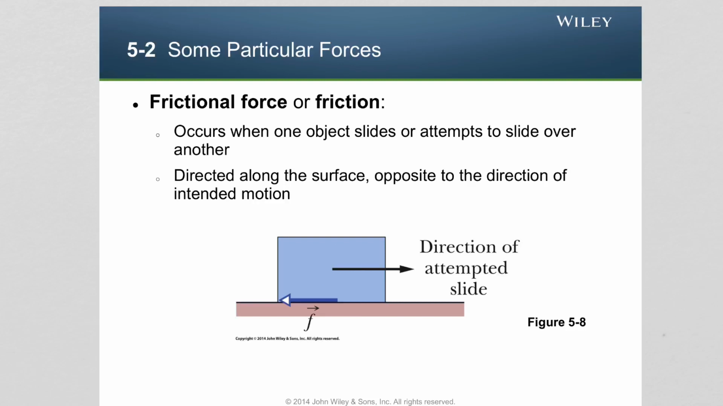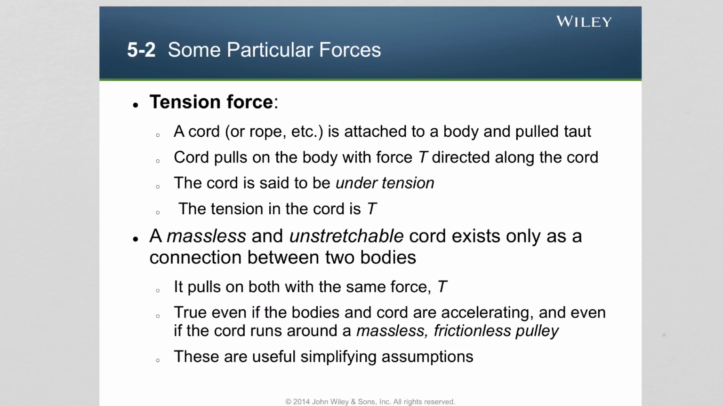And so here is a simple example of a block that is sliding on top of a flat, horizontal surface. The direction of attempted slide is to the right. Then the force of friction arises at the interface between the two surfaces in direction opposite to the direction of attempted motion. We're going to learn more about the force of friction and how to calculate it in the next lecture. Another very common force is the tension force.